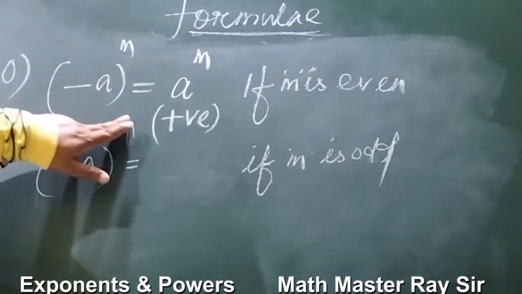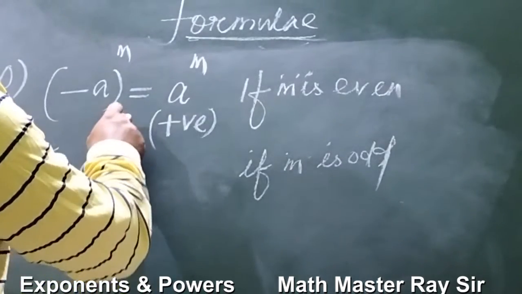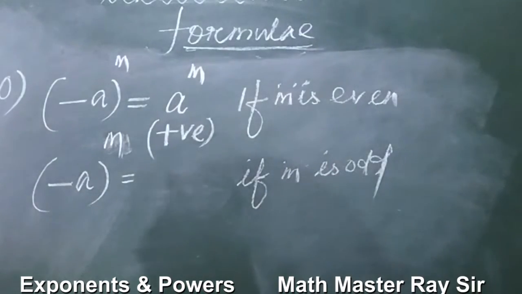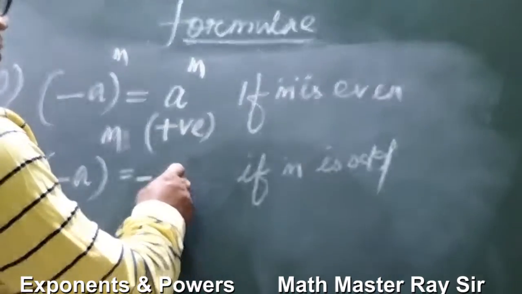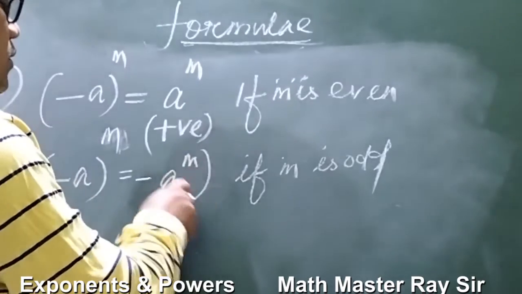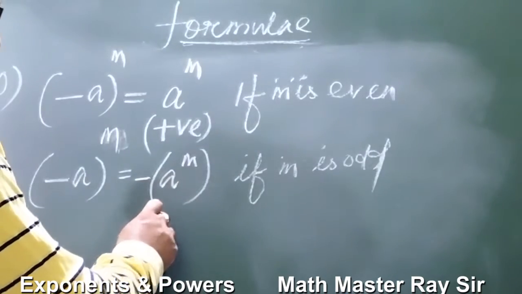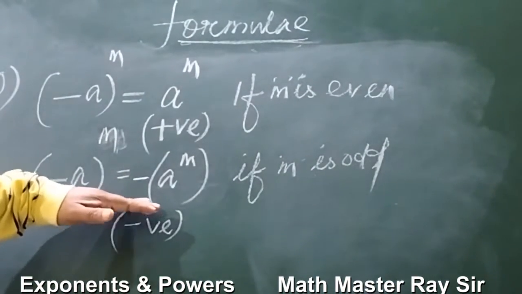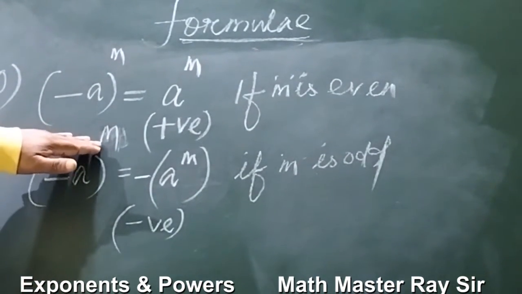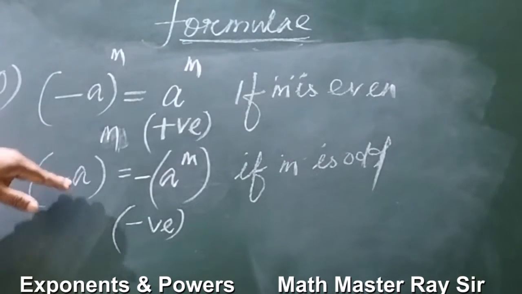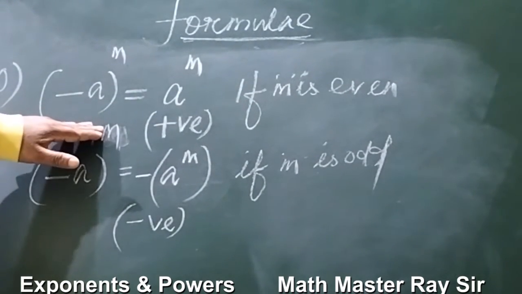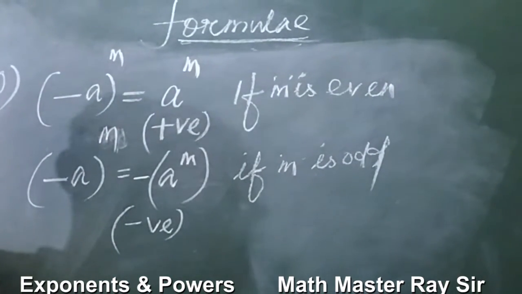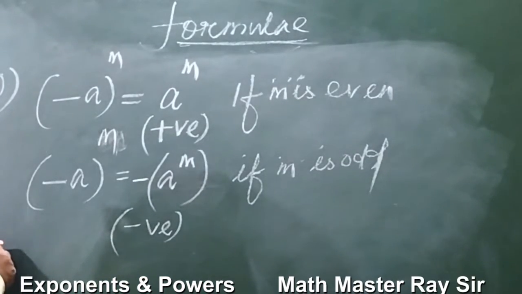If it is given in the same pattern, minus a to the power m, where m is odd, then it will be minus a to the power m. The result will be negative here because m is an odd number, that means minus a to the power 1, 3, 5, 7 like this. It is also important. Then 11.